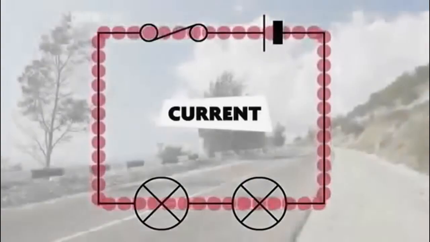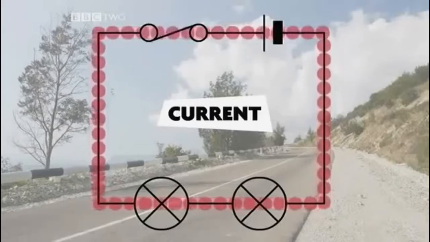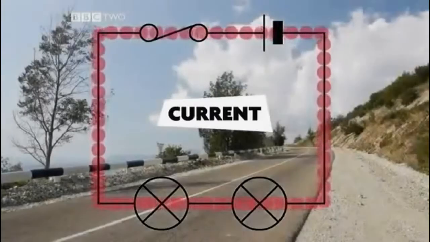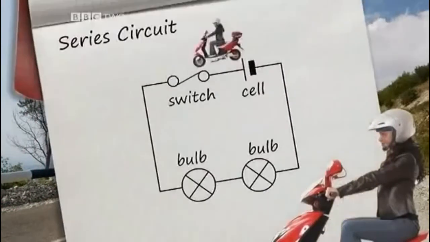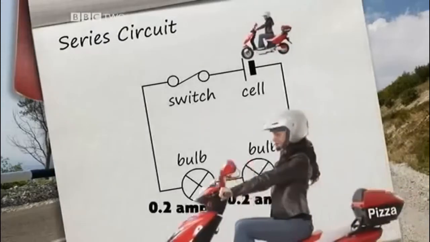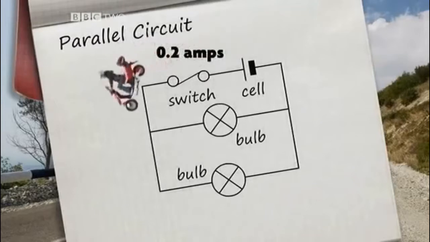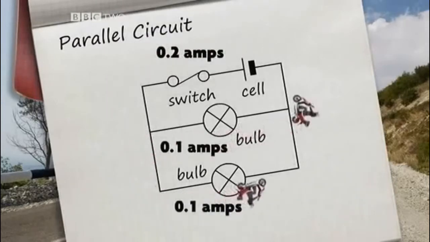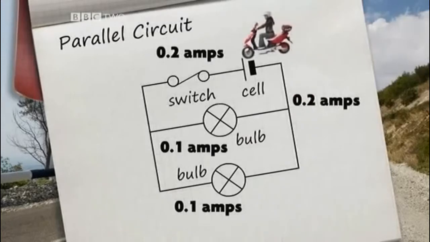Current is flow of moving charge. The more charge flows, the higher the current. In a series circuit, the current flows through each component in turn, and there are no alternative routes. Each part of the series circuit has the same current, measured in amps. Nice moped! In a parallel circuit, the current has to divide itself between the different paths. These 2 bulbs are identical. So in the parallel part of this circuit, the current is split in half, and each bulb gets just 0.1 amps.